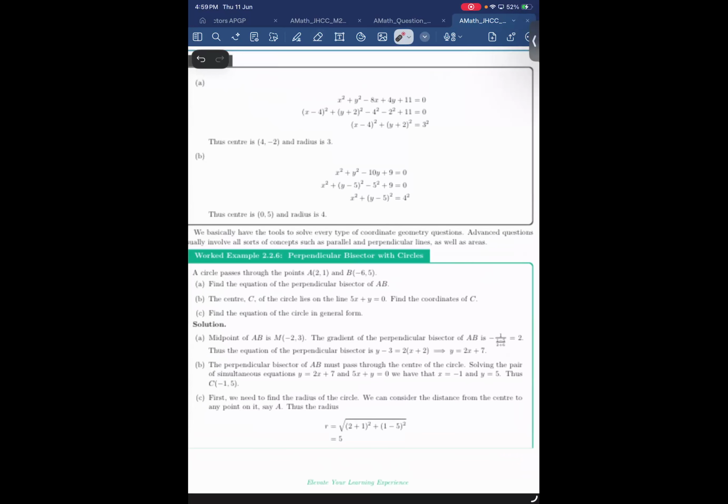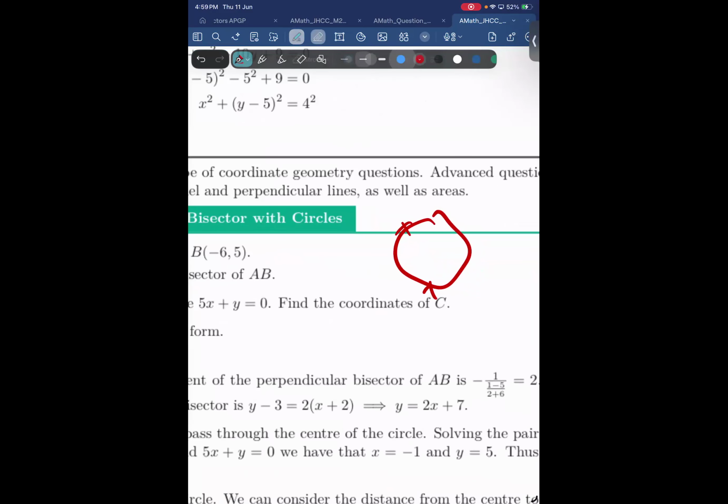Then next, the center C of the circle lies on this line. Find the coordinates of C. This one is not very standard, but it is a fact. You have points A and B on the circle. The special property, which you don't need to know because it is given for this question, is that the perpendicular bisector will pass through the center of the circle.